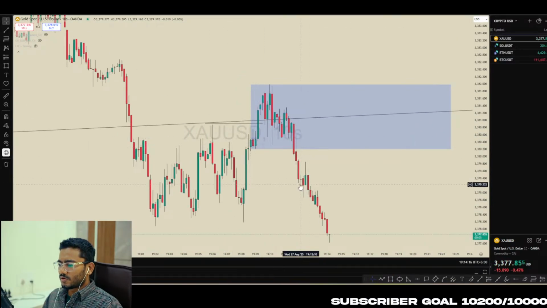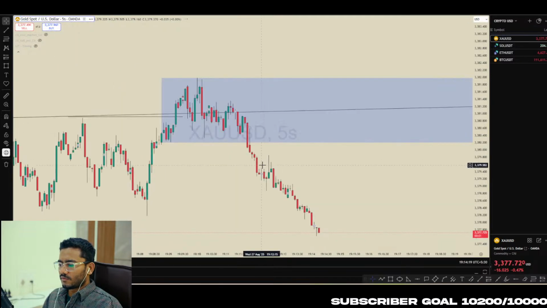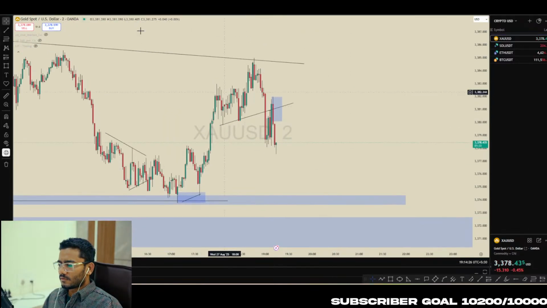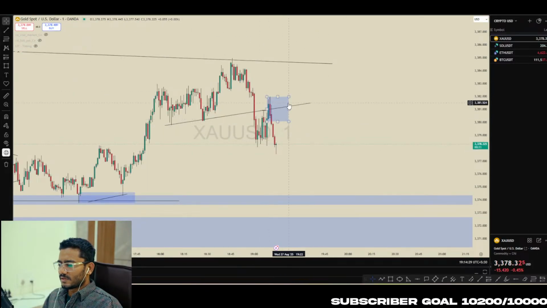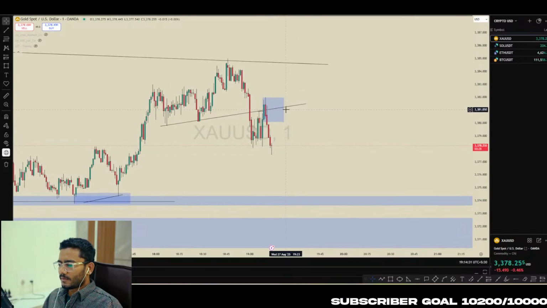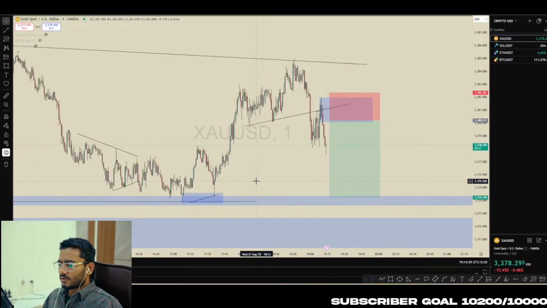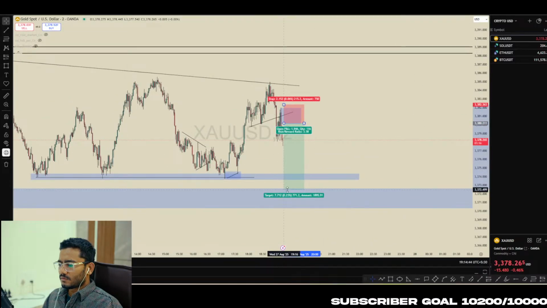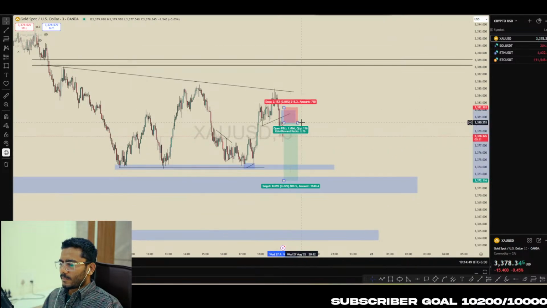So this is the order block which took out the low, and we go to the 45 seconds. So this is basically a 1 minute candle over here. Let's wait for price to close. Target the next one. So around a 1:3 setup with a 0.5% risk.